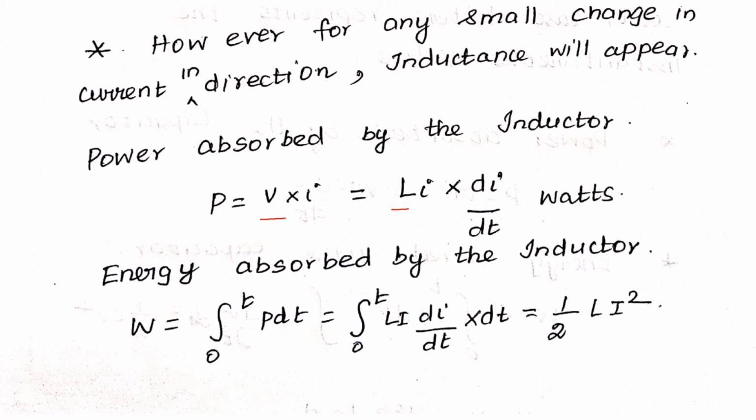So energy absorbed by the inductor is W equal to integral from 0 to T of P dt. What is the value of P? L into I into di by dt. Now both the dt's get cancelled. L is a constant, and the integration of I is I square by 2. So 1 by 2 into L into I square. So this is the energy stored in the inductor.